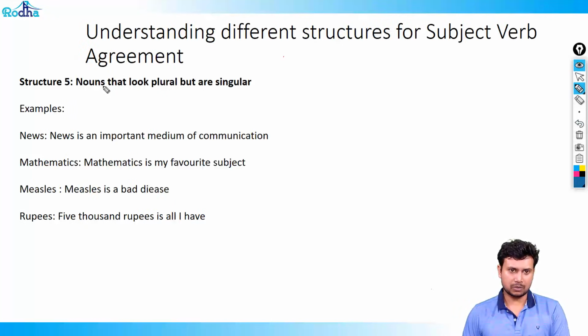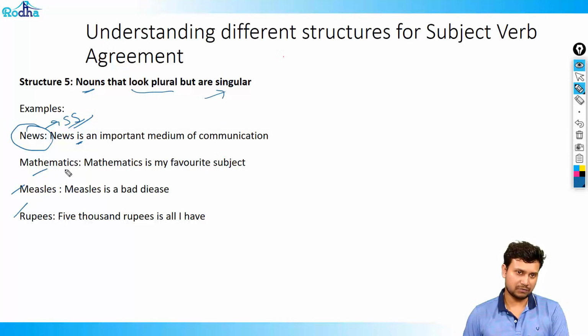The last structure talks about nouns that look plural but are in reality singular. Let's look at a few examples. A word like news. News, although it has an S, is actually a singular subject. So in this case, news is an important medium of communication. Why? Because a singular subject takes a singular verb. Similarly, mathematics, measles, rupees, although they have S at the end of the word, all act as singular.